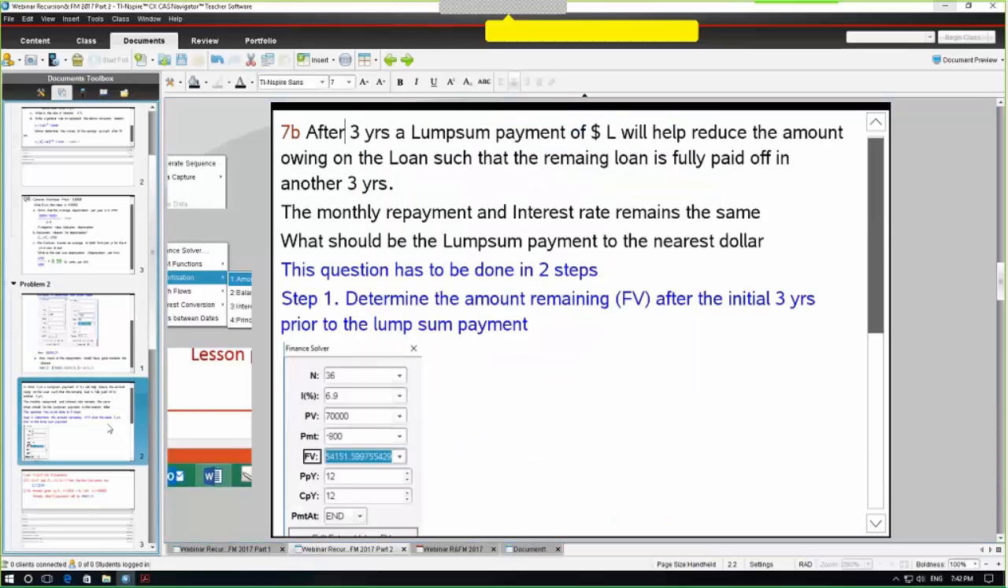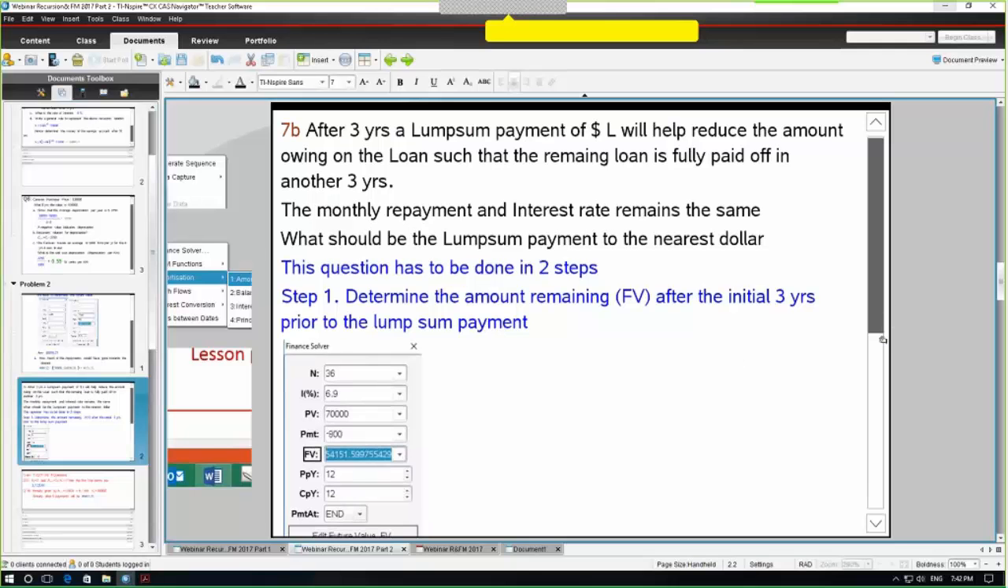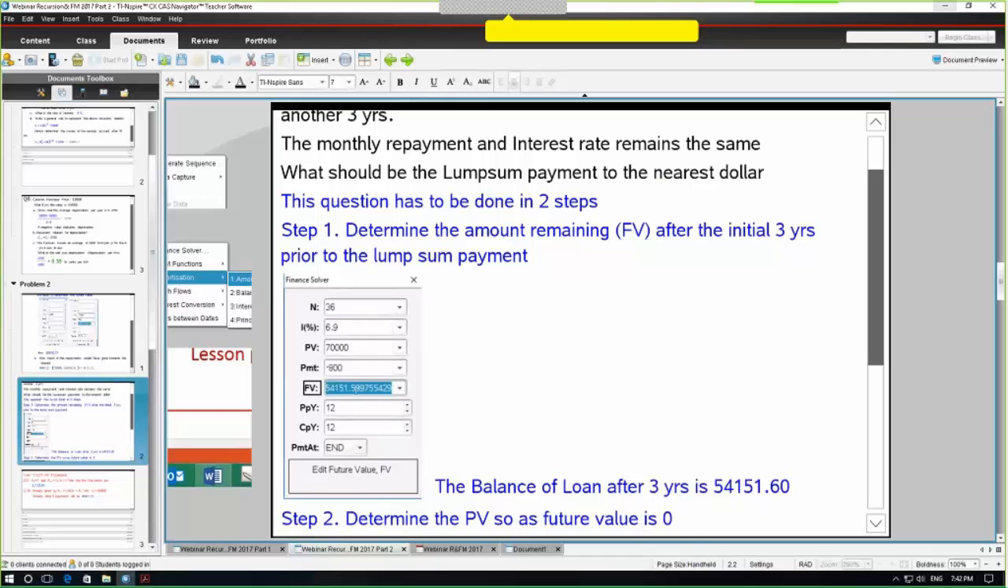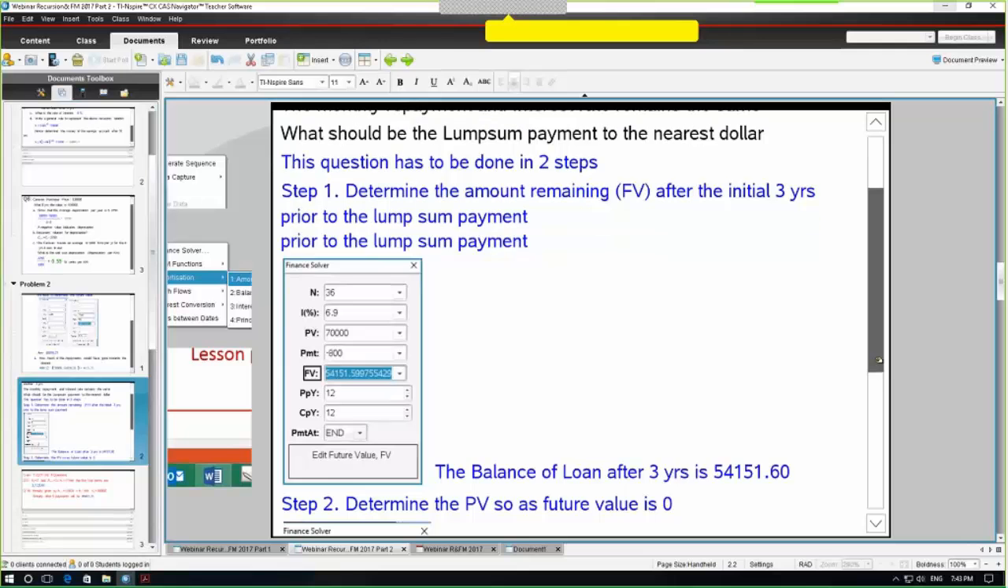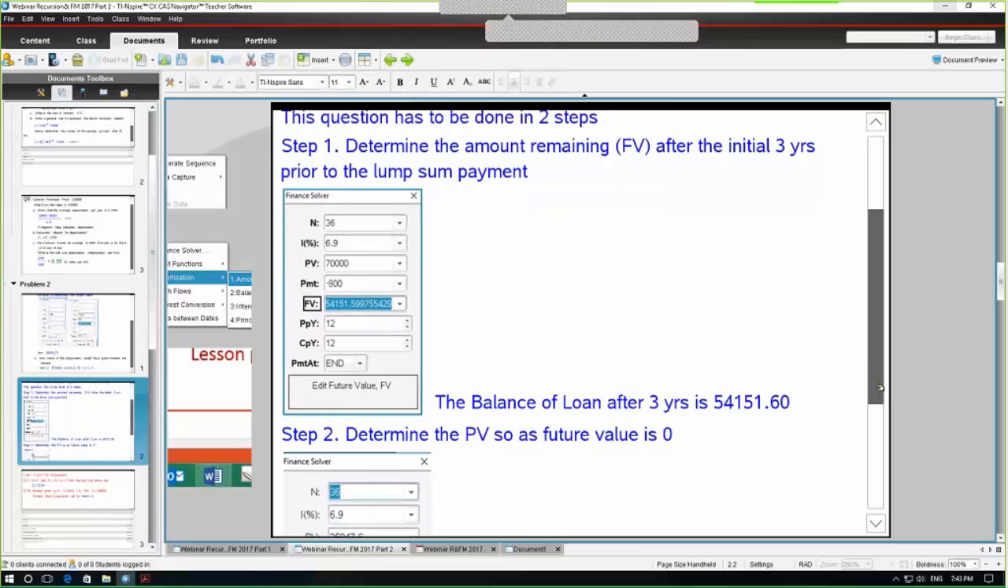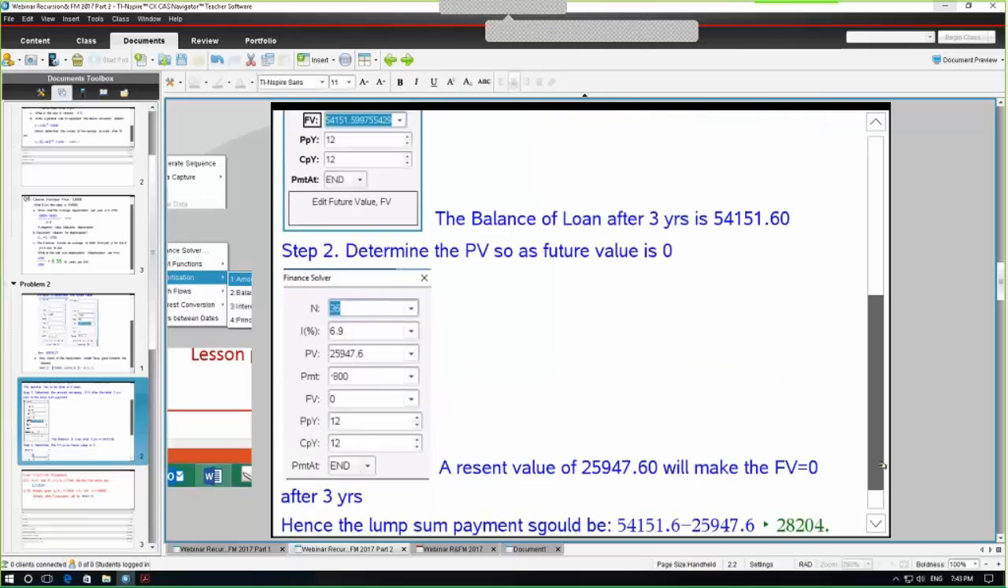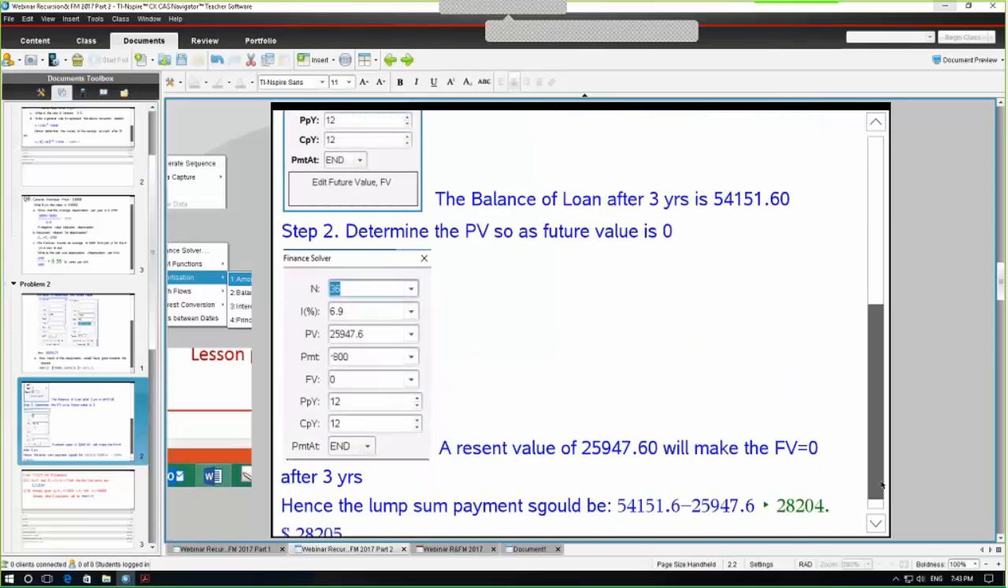And then another question from the exam. I won't go through every single thing because you likely have access to these files. So I've got a screen capture of what we are doing. So in this case, you enter the information on the finance solver. The only field that you will leave empty is the future value because that's what we are determining. And you put your cursor in the future value field and you click enter, and it should generate the answer that we are looking at. So the balance of the loan after 3 years would be that. And then if you're looking at the present value, we have solved that. So all these questions are basically from the 2016 exam.